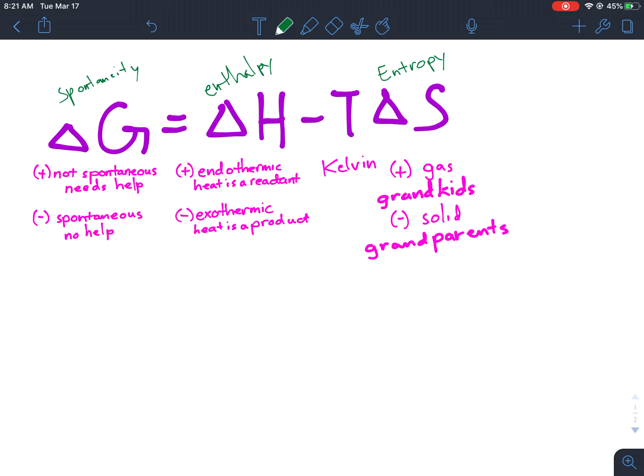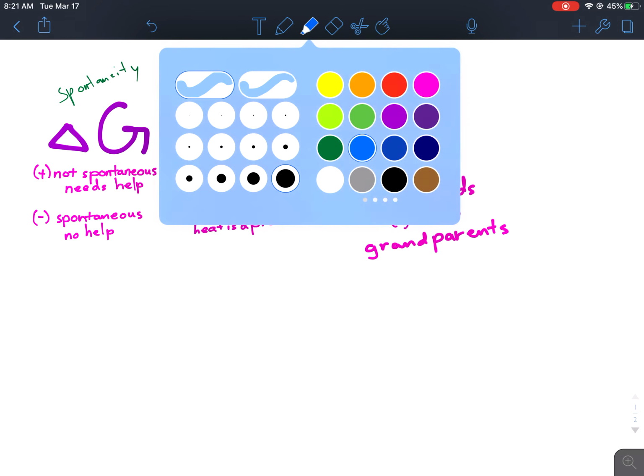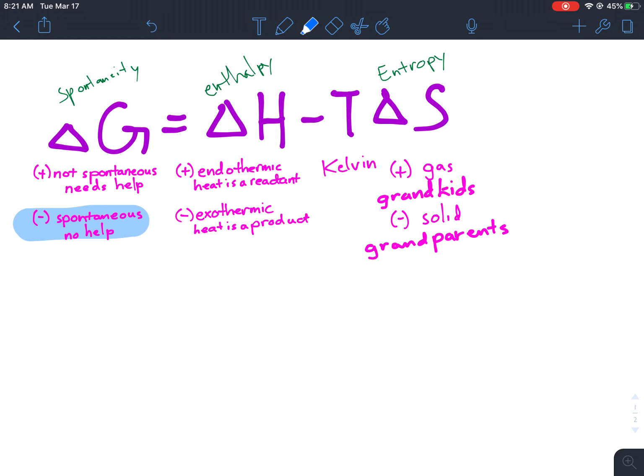Okay, so delta G is equal to delta H minus T delta S. If I want a spontaneous reaction, I want a negative delta G. To get a negative delta G, a perfect scenario would be if I had a negative delta H and a positive delta S. Now think about that.